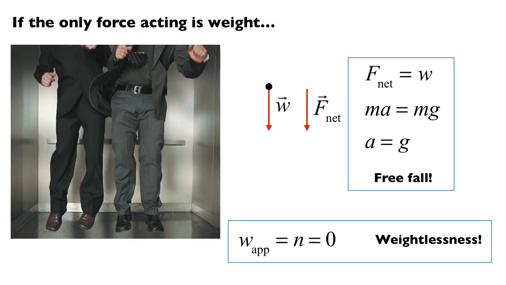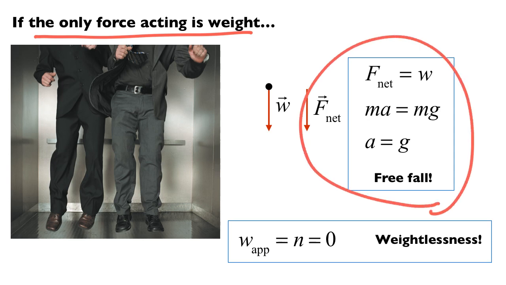Now it seems weird to think that the apparent weight, the weight that you feel, is just equal to the normal force. Because you think, don't you feel your weight? You don't. Think about this. If the only force that's acting is weight, okay, we know what that means. That means the acceleration is the free fall acceleration. You are in free fall. And if you're in a situation of free fall, what you experience is weightlessness. And we will see examples of this.